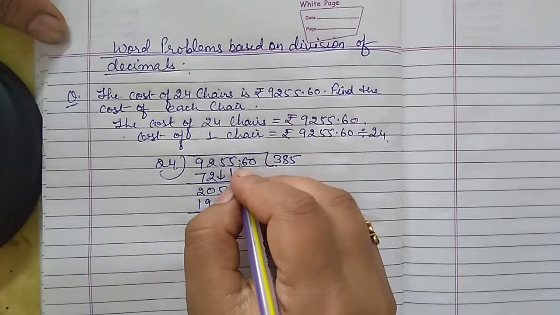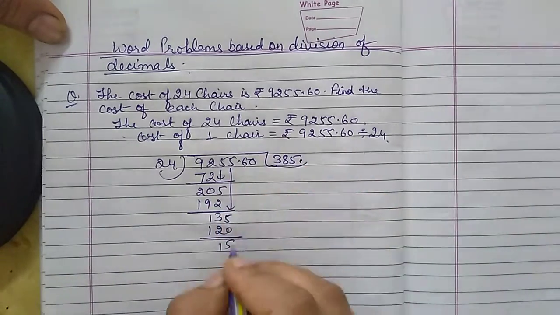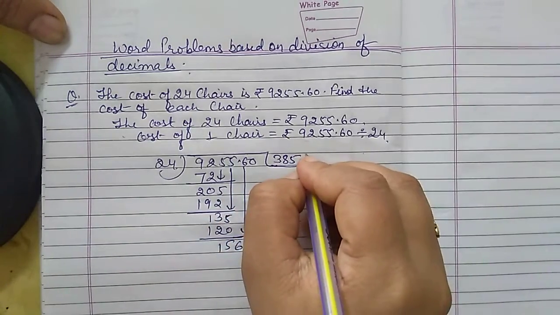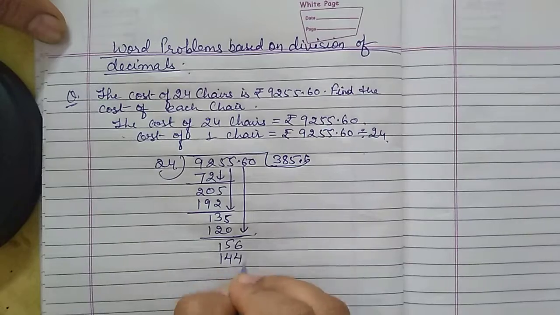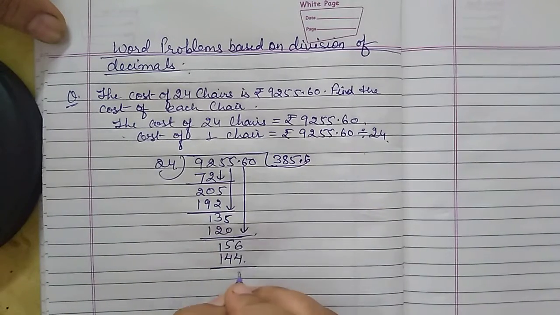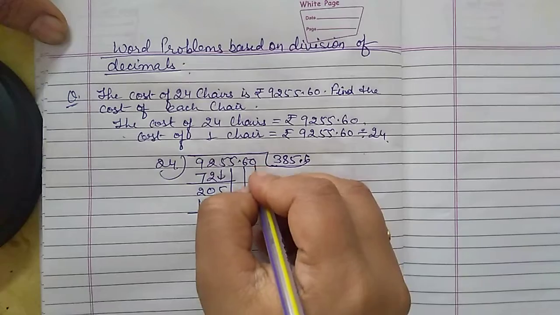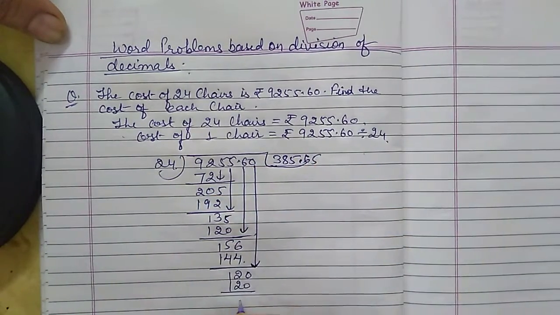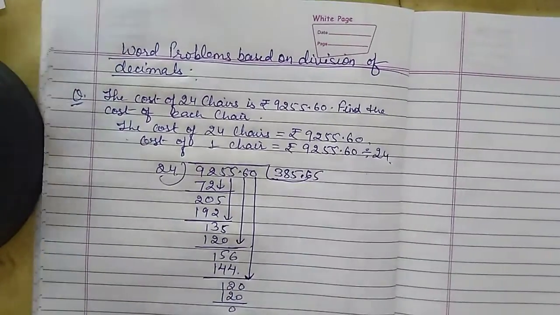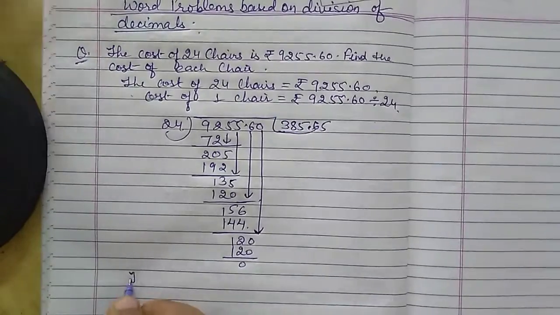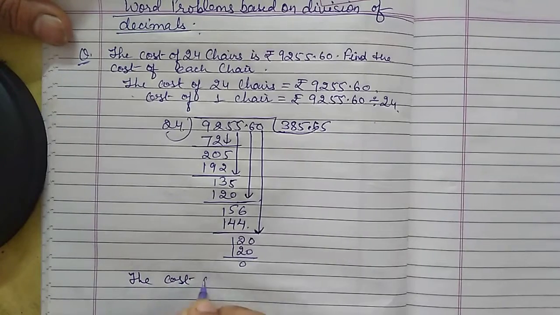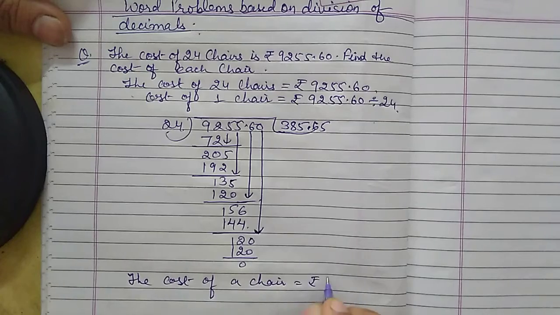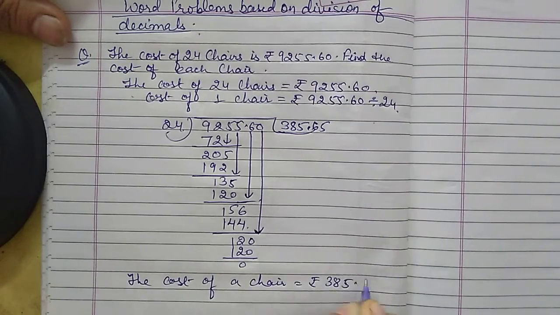Now before carrying this 6, we will put the decimal in the quotient. After that we will carry this 6. Now 6 times it is divisible, 144, and the remainder is 12. Now we will carry this 0. Now 5 times it is divisible. So the cost of one chair is rupees 385.65.